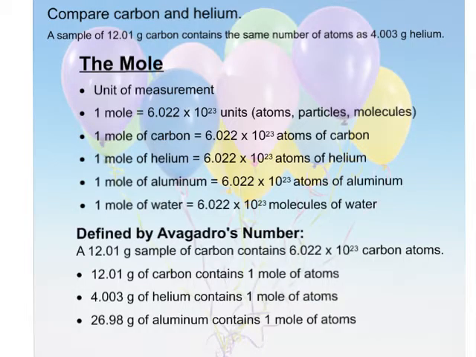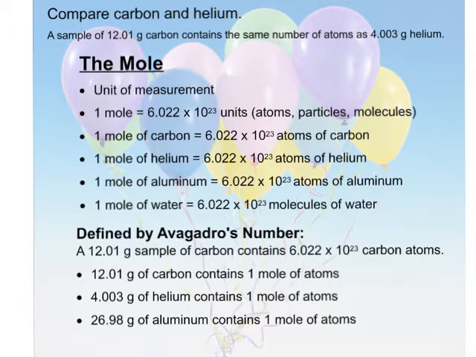So now let's compare carbon and helium. A sample of 12.01 grams of carbon would contain the same number of atoms as a sample of 4.003 grams of helium. And if you look on the periodic table, you can see that those numbers are the atomic mass units for each of those elements.